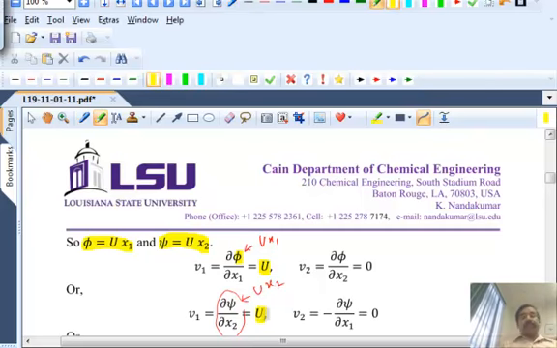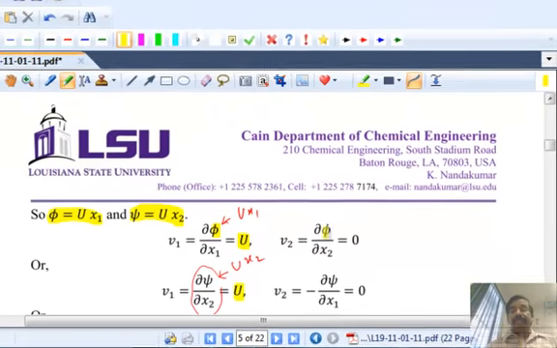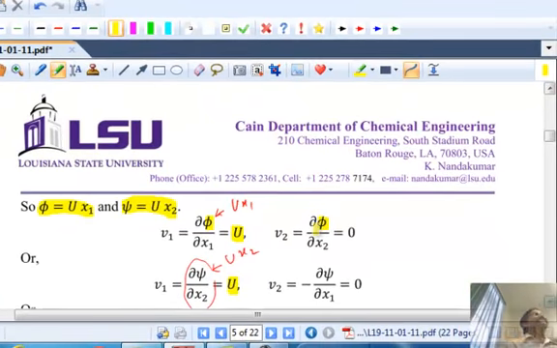What is v2? v2 from the definition for the potential function is d phi dx2. But is phi a function of x2? Phi is not a function of x2, right? Phi is a function only of x1, you see here. So it is 0. Similarly, I can take psi and put that into this definition to calculate the same v2. v2 is minus d psi dx1. But psi is not a function of x1, so that is 0.